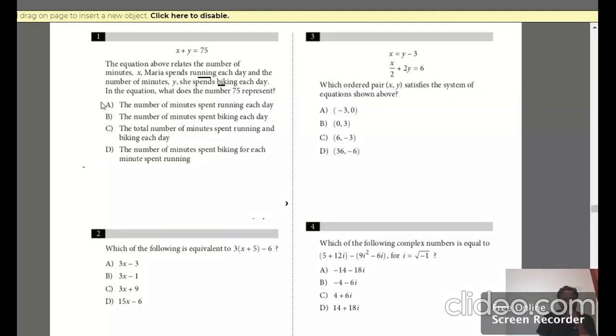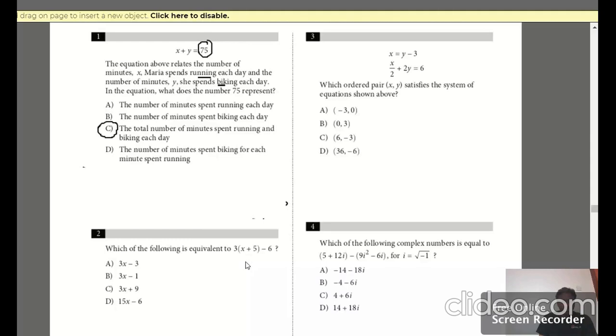So let's go with the options we have. The 75 represents the total number of minutes on running as well as biking. That's our option. Now moving on to question number 2, which of the following is equivalent to this expression given to us.